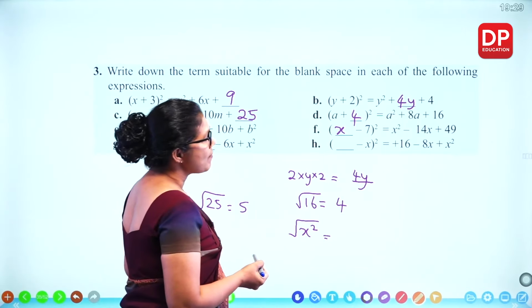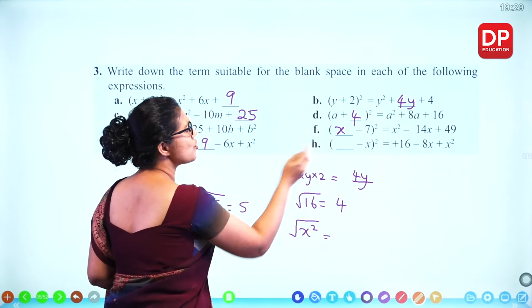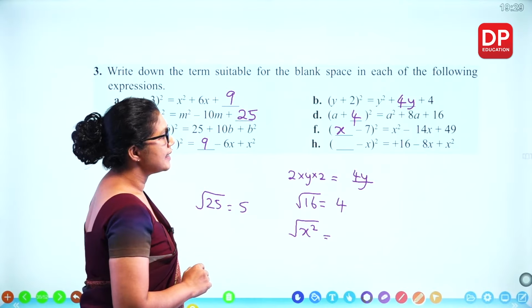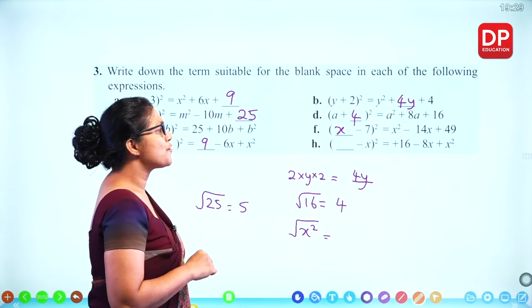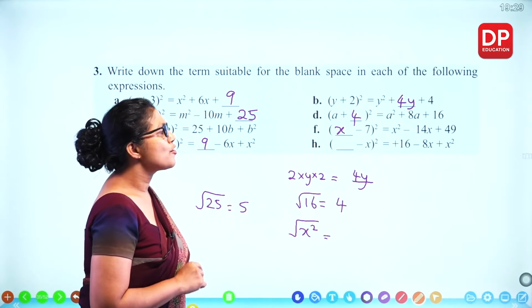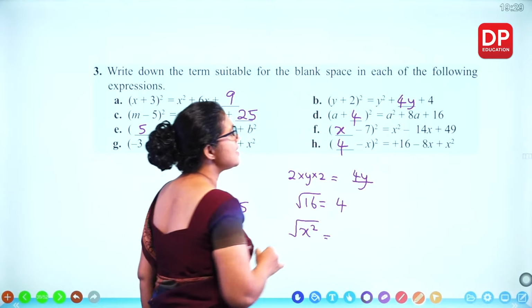In this one, you are given all three terms and you are asked to fill this blank. That means you have to find the square root of 16. So what is the square root of 16? You know the square root of 16 is 4.